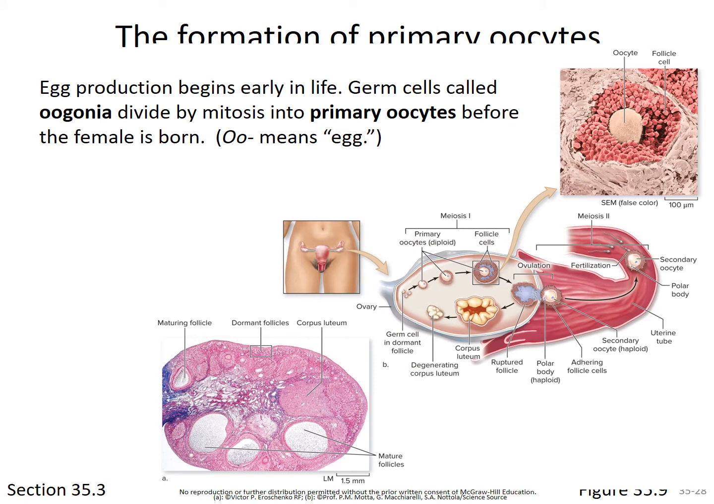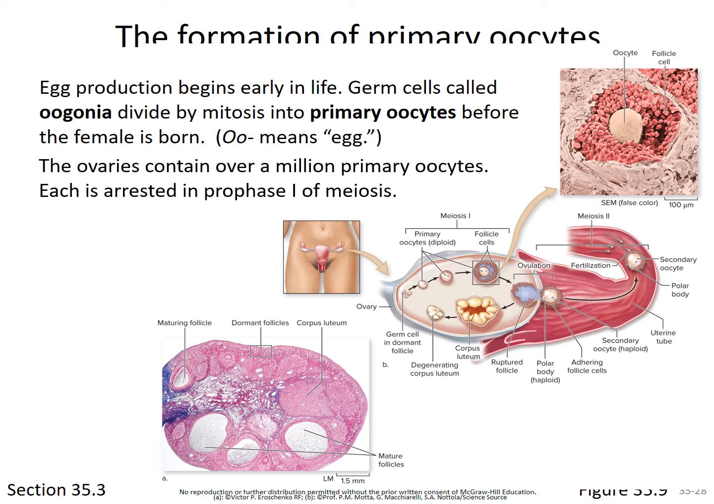Egg production begins very early in life. So there are germ cells called oogonia, which you had spermatogonia in males, you have oogonia in females. So these divide by mitosis into primary oocytes before the female is even born. So the ovaries contain over 1 million primary oocytes. Each one of them have sort of stopped in prophase 1 of meiosis. And so you may have heard the statement that women are born with all of the eggs that they are ever going to have. And this is true. They're born with way more than they will ever use.